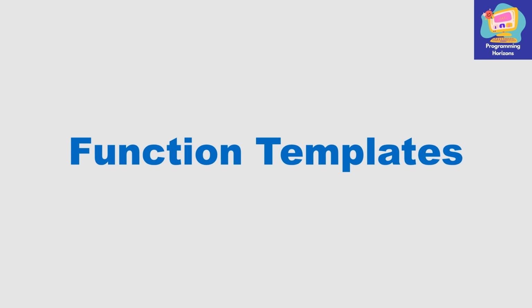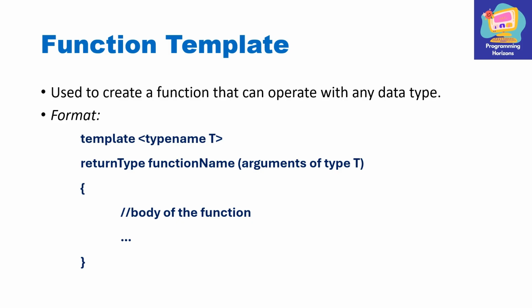Next is function templates. A function template is used to create a function that can operate with any data type. The format of defining a function template is shown over here. First we mention the keyword template, then inside the bracket we mention the keyword typename followed by generic data type T.